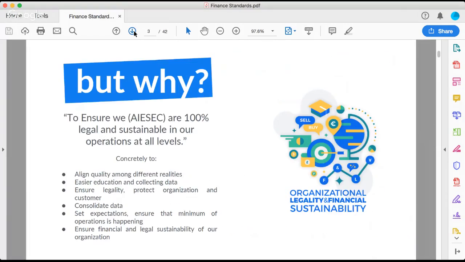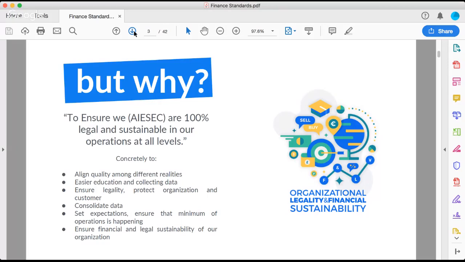So why are we doing this? Like I already mentioned, it is to ensure that we, ISAC, are 100% legal and sustainable in our operations at all levels. This means that we need to align quality throughout different realities in different countries. It makes it easier for us to educate people and to collect data because it's about full alignment. It's to ensure legality, protection of the organization, and protection of the customer as well, and to consolidate data. So not just that we can collect data from all entities, but also put it all together and get a quick view on that.